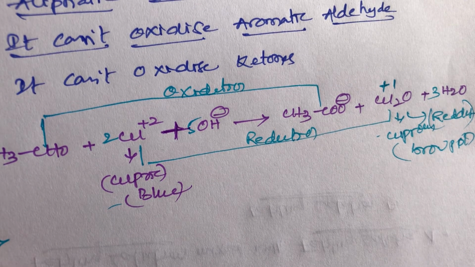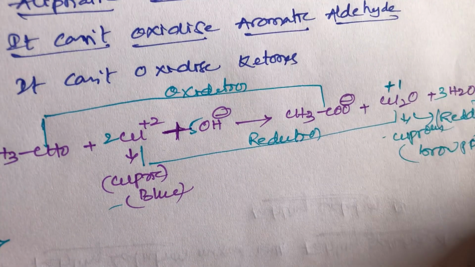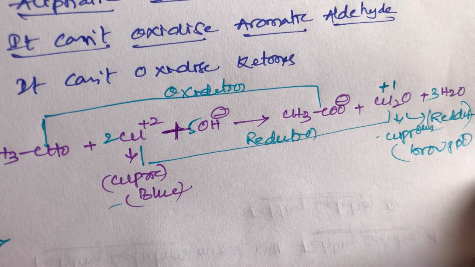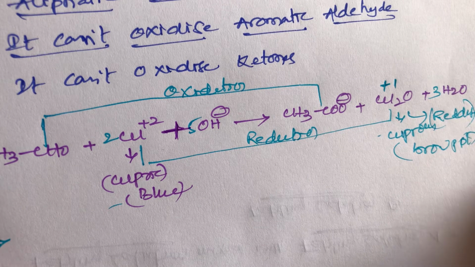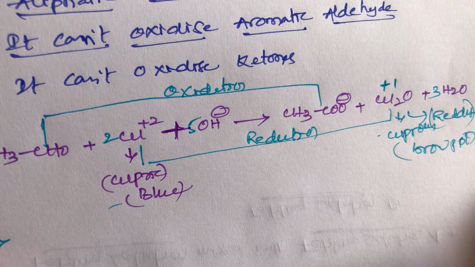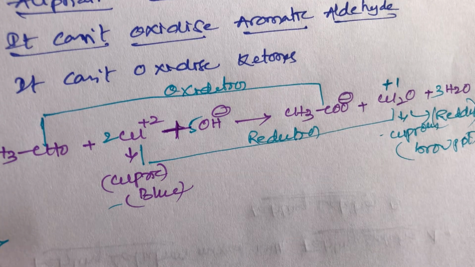So Fehling's solution is the mixture of Fehling's solution A and Fehling's solution B, that is, a mixture of aqueous copper sulfate and sodium potassium tartrate, called Fehling's reagent. This Fehling's reagent can oxidize only aliphatic aldehydes, it cannot oxidize aromatic aldehydes and ketones, students. This is very, very important, students.